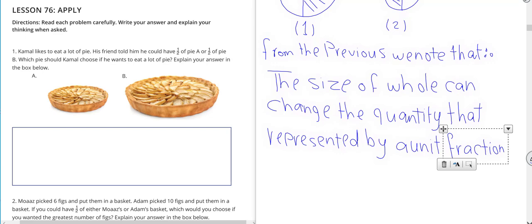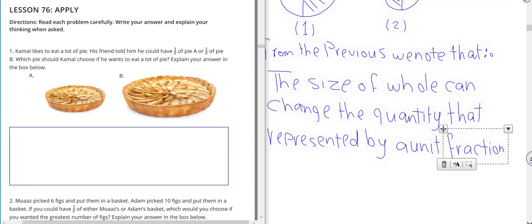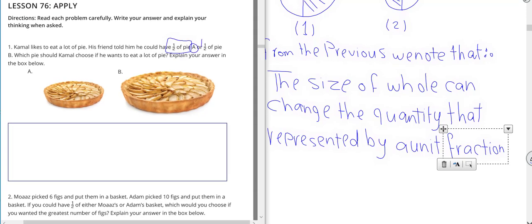Turn the page. Read each problem carefully, write your answer and explain your thinking when asked. Exercise number 1. Kamal likes to eat a lot of pie. His friend told him he could have half of pie A or half of pie B. Which pie should Kamal choose if he wants to eat a lot of pie? Explain your answer in the box below.